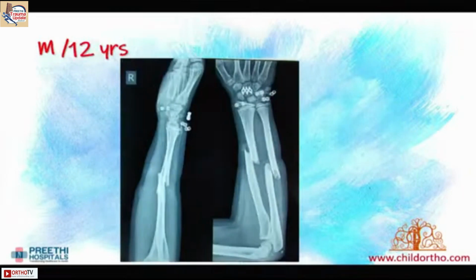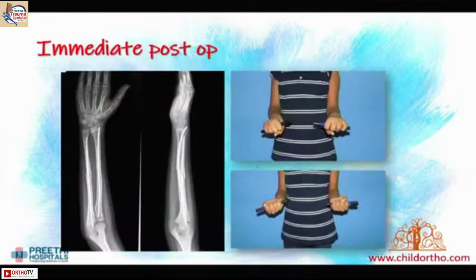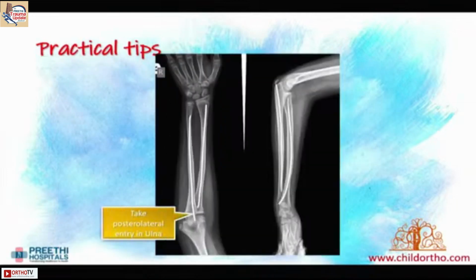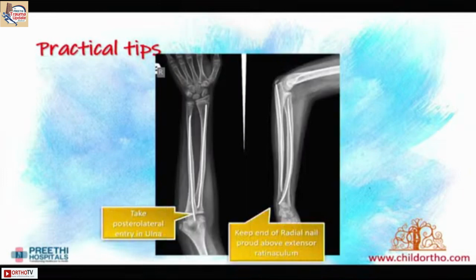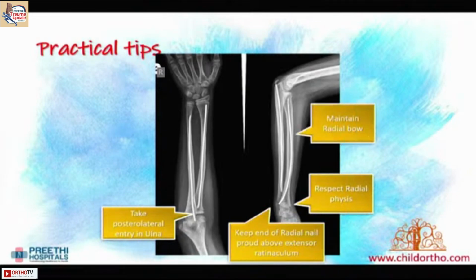A 12-year-old male presented with this type of fracture. I think this is an indication where you can go ahead and do nailing, because in more adolescent children the outcome is like an adult. What you need to take care of is take a posterolateral entry from the ulna, keep the distal end of the radial nail proud above the extensor retinaculum, respect the distal radial physis, maintain the radial bow, and maintain the interosseous space. If you do this, you're going to get good results.